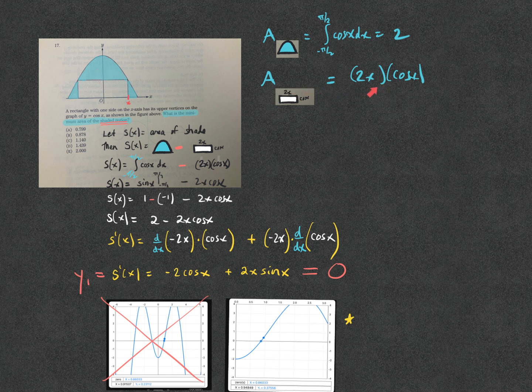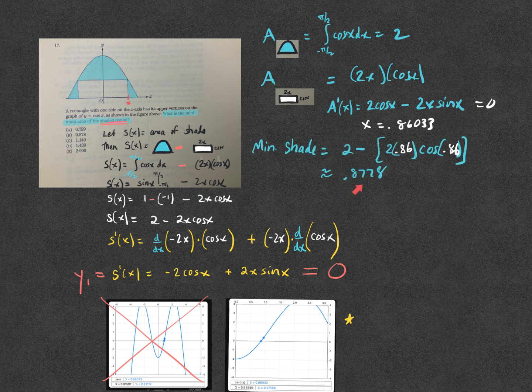All right, what's the maximum area of the rectangle? There's the derivative of the area of the rectangle. When we set that equal to 0, guess what we get? An x value of 0.86033. So the area of the shaded region will be 2 minus the area of the rectangle when x is 0.86033. And we get the same answer, choice B, once again.